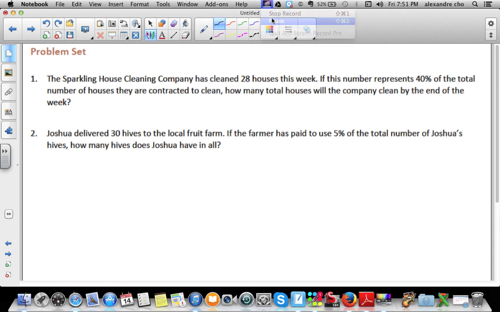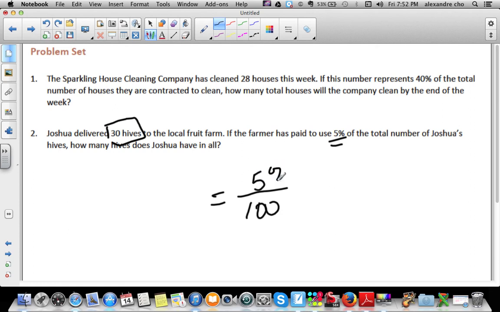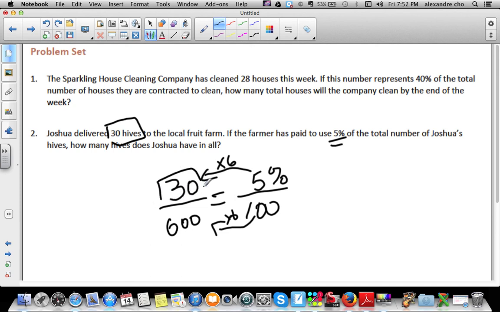One second. Okay, I got it. All right. 30 hives means 5%. Because that's how much he delivered to that particular farmer. Okay, so we can use our percent proportion, and 5% is what he delivered, or what the farmer has paid. Okay, and 5% equals 30 hives. We want to know what 100% is. All right, so a clear relationship between 5 and 30 is times 6, and obviously times 6, which is 600. So 5% is 30 hives out of a total of 600.